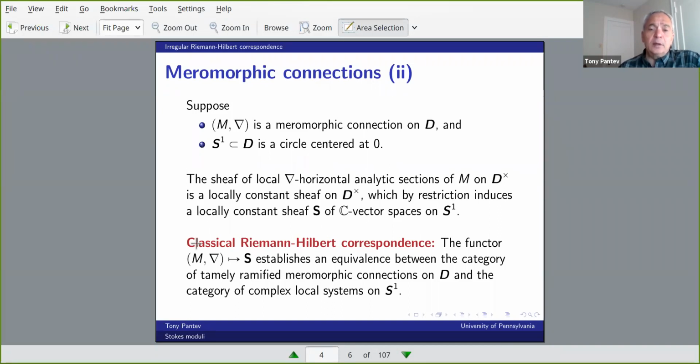So, you have the Betti version of the connection, which is the nabla-horizontal analytic sections on the circle. And the really basic version of the classical Riemann-Hilbert correspondence says just that this assignment gives you an equivalence of categories between the tamely ramified meromorphic connections on the disk and the complex local systems on the circle. And now in the irregular case, this is way too naive and it doesn't work.